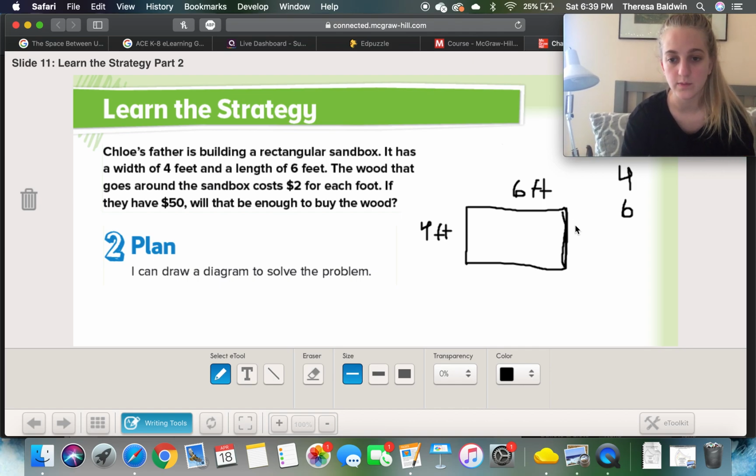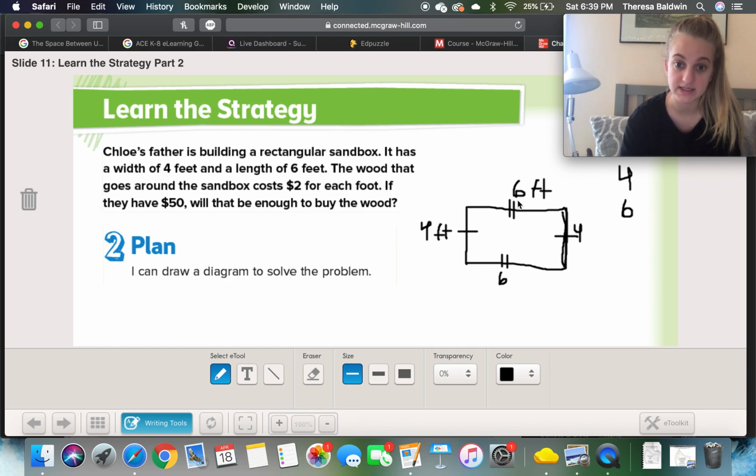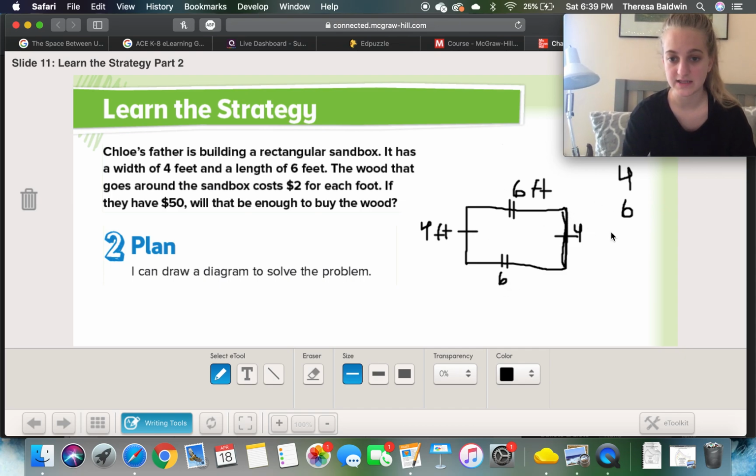We learned that. So we would know that this side here is 4 because it's the same as this one. And we know that this is 6 feet, so that means this one right here is 6 feet too. Remember when I told you that if I put 2 tick marks here and 2 tick marks up here, I'm just telling you that they're the same size as each other. So we just need to keep adding. We have 4 feet plus 6 feet, plus 4 feet plus 6 feet, right? Okay, go ahead and add that up for me.